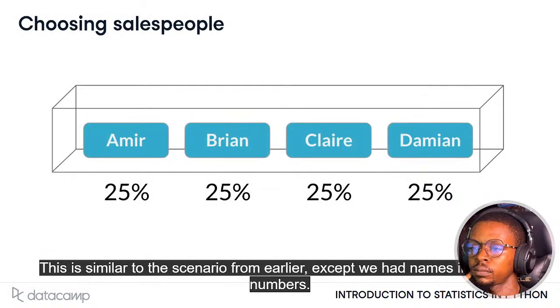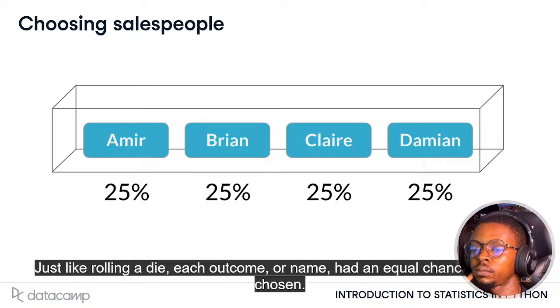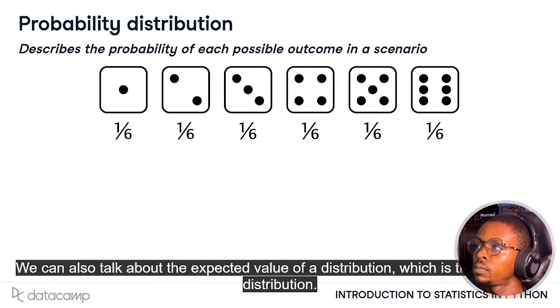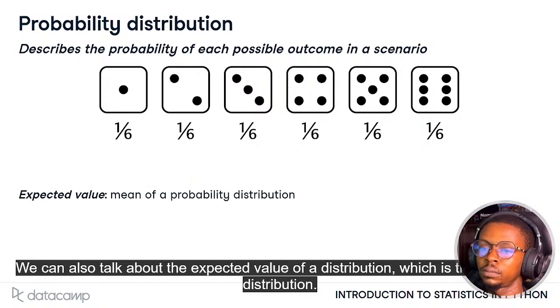This is similar to the scenario from earlier, except we had names instead of numbers. Just like rolling a die, each outcome or name had an equal chance of being chosen. A probability distribution describes the probability of each possible outcome in a scenario. We can also talk about the expected value of a distribution, which is the mean of a distribution.